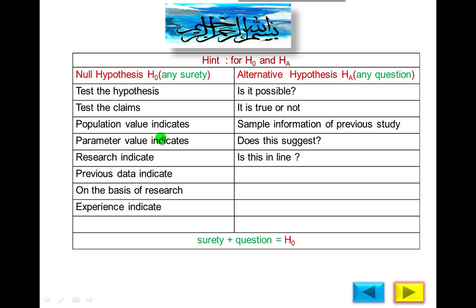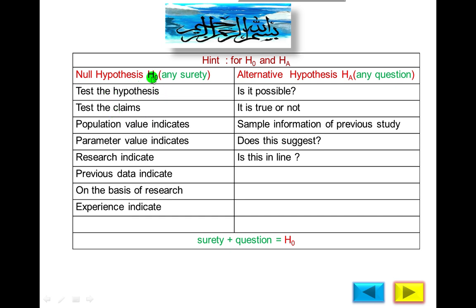If both are given, surety with question, suppose the question is: is this in line with the manufacturer's claim, the average weight will be equal to this. So question and surety both represent null hypothesis. Okay. So with the help of this hint for null hypothesis and alternate hypothesis, the value will be the same but the condition will be different, because the alternate hypothesis is a parallel setup of the null hypothesis.